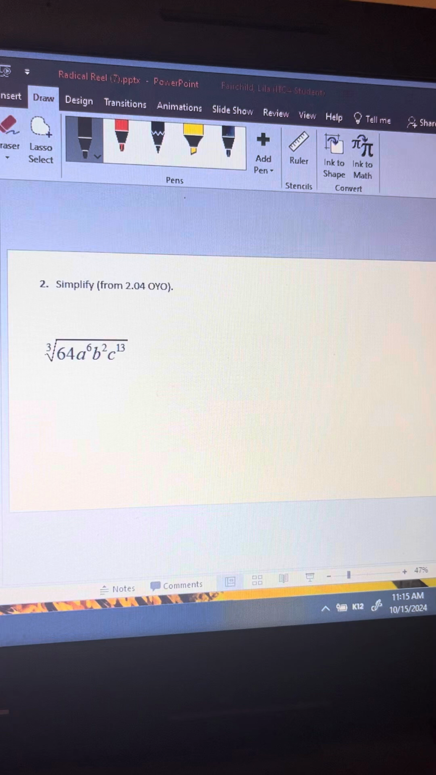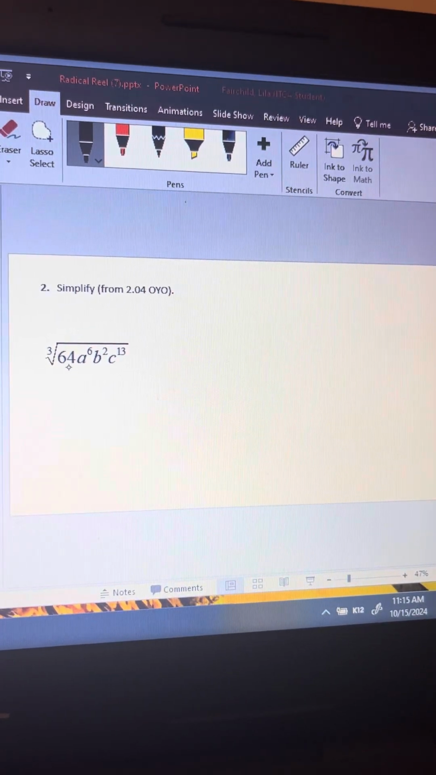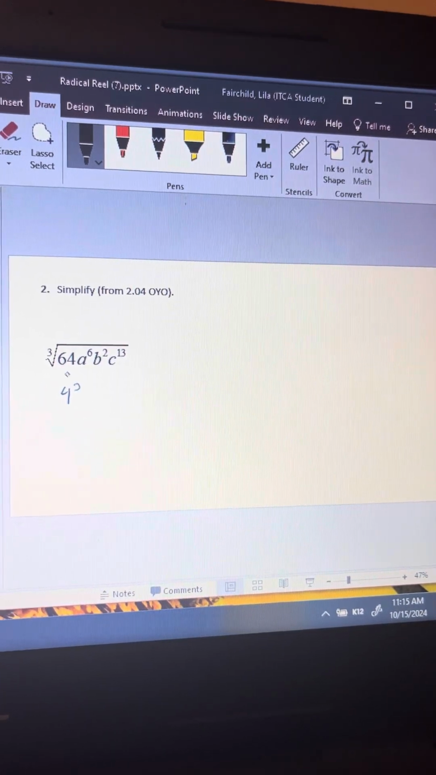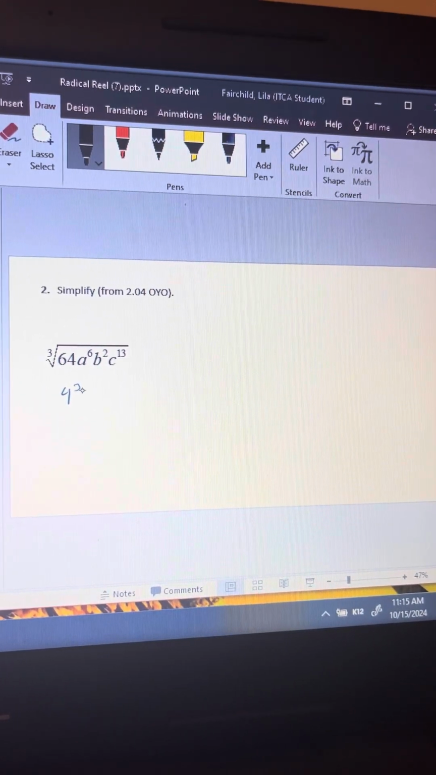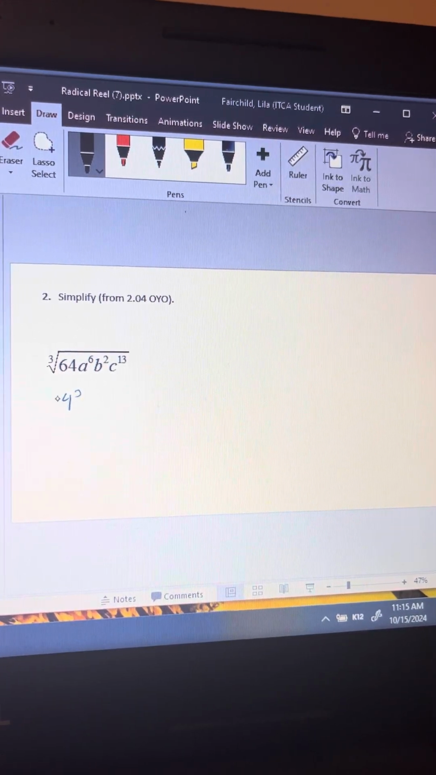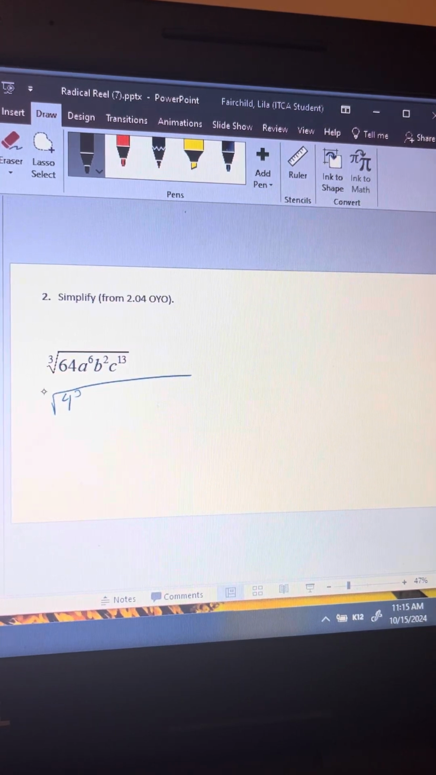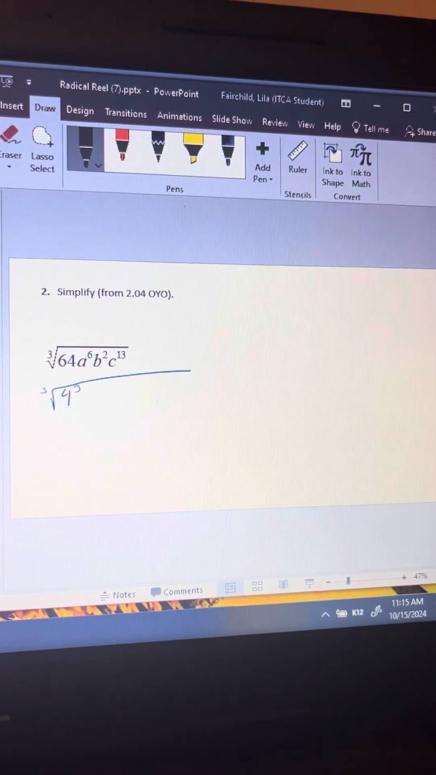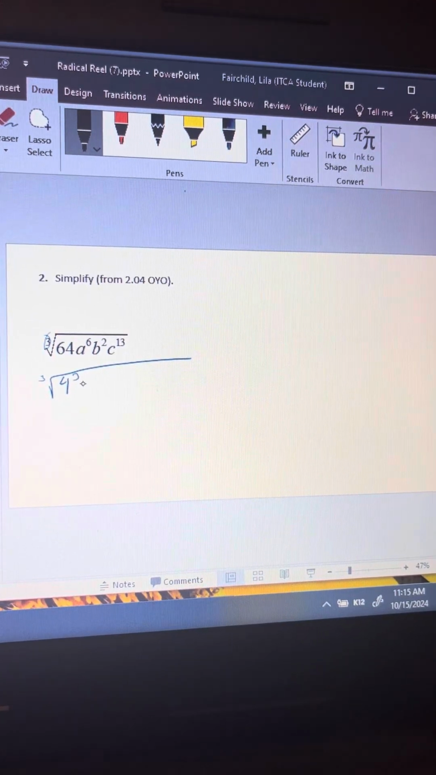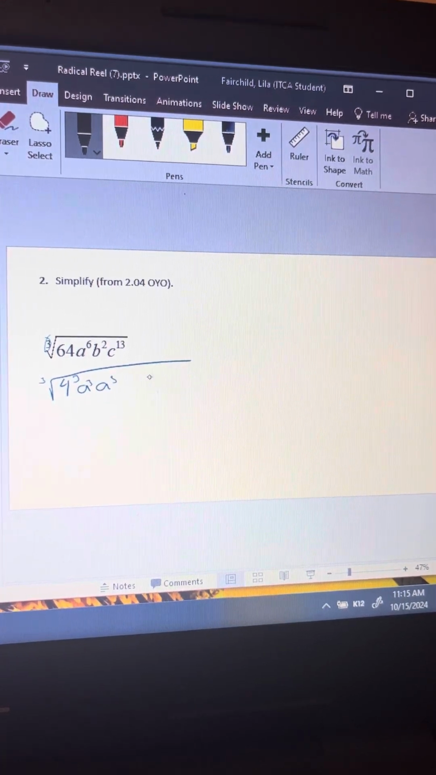And then for this next equation, the first thing I'm going to do is turn the 64 into a 4 with a 3, because 4 to the third power is 64. And then I'm going to make this square root back over with the 3. And then for the a's, since there's a 3 right here, I'm going to divide the 6 and do 2 a's with both to the power of 3.